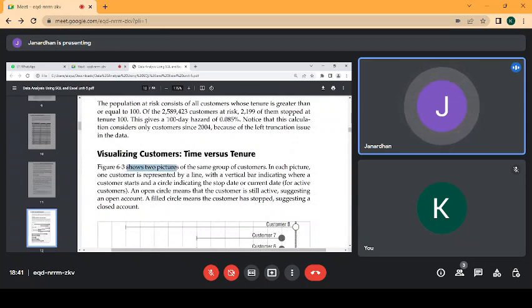Okay, this figure shows two pictures of the same group of customers. In each picture, one customer is represented by a line with a vertical bar indicating where the customer starts and a circle indicating the stop date.